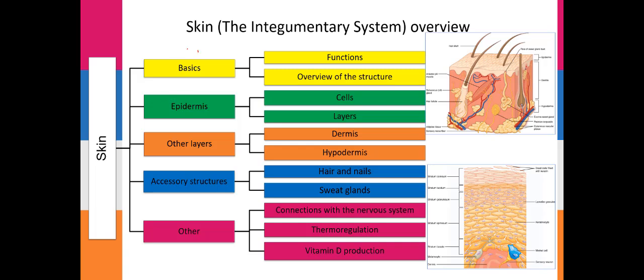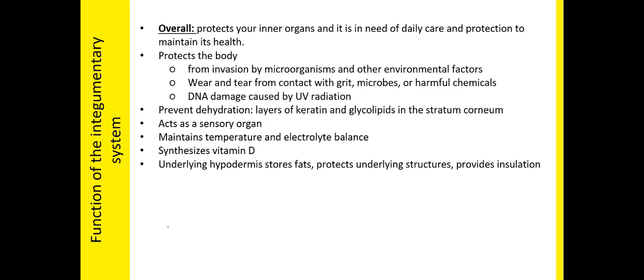We're going to start off with the basics of the skin, including its function and its structural overview, followed by the topmost superficial layer of the skin, that's the epidermis, followed by a short discussion on the other two layers of the skin, the dermis and the hypodermis. Next, we're going to talk about the accessory structures associated with the skin: hair, nails and sweat glands, and then several different things to do with the skin. On that note, I'm going to start off with the function of the integumentary system.